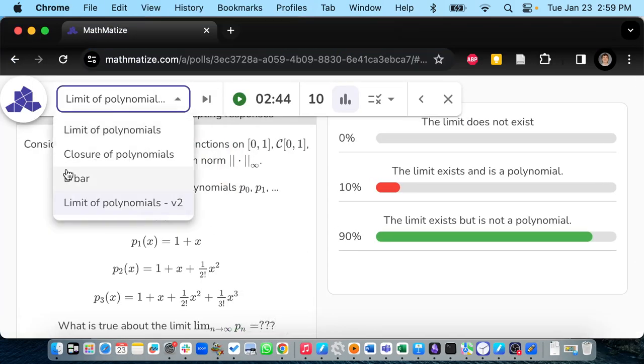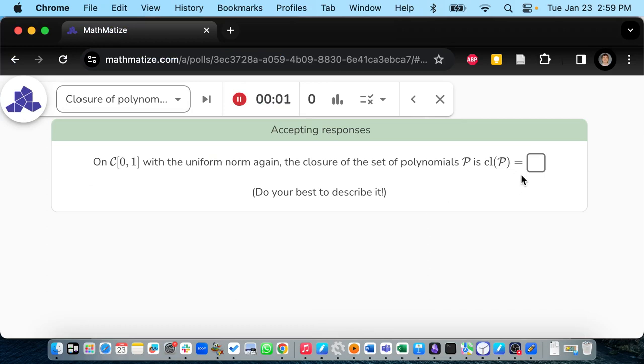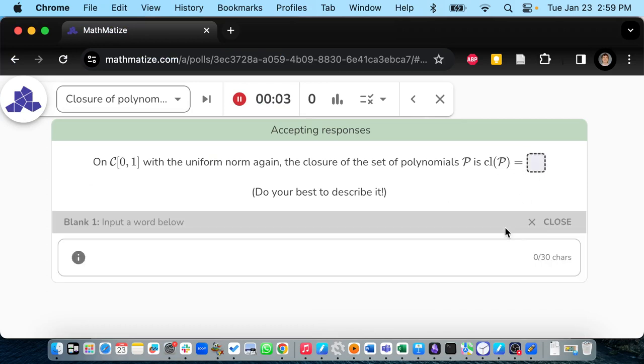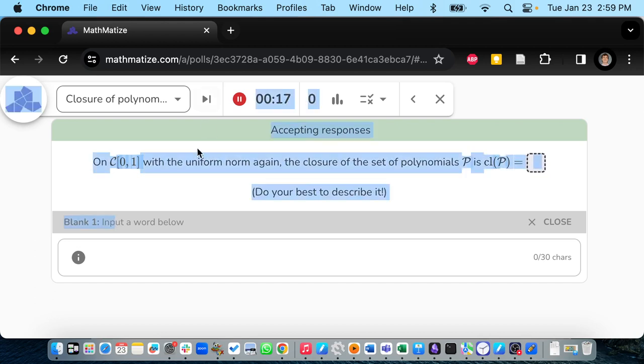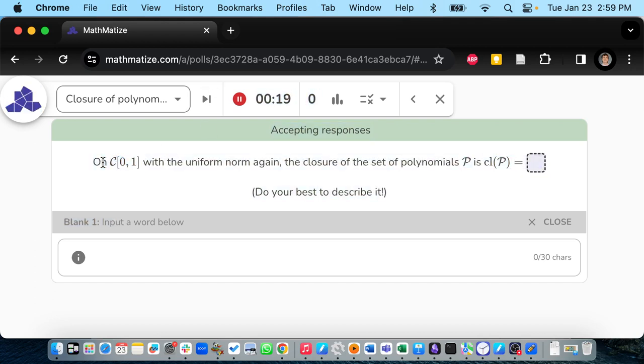And so I have this question, and I have a little text box, and you can write in whatever you think. The answer will be something like a sentence, like a set of analytic functions, or something like that. Okay, and again, it's important that we're on [0,1], and not on all of R. Things change a little bit when you're on all of R. On [0,1], you saw before that the polynomials are bounded, right? Like the polynomial x to the n is a bounded function on [0,1].